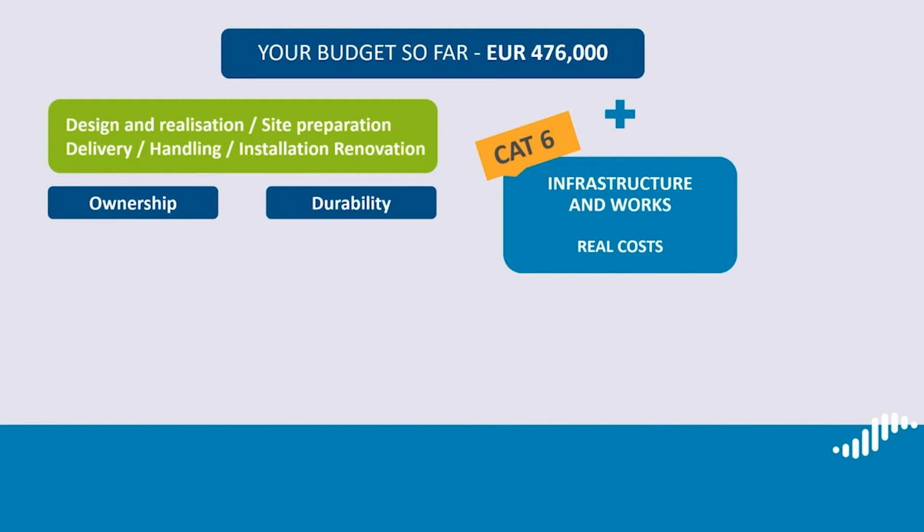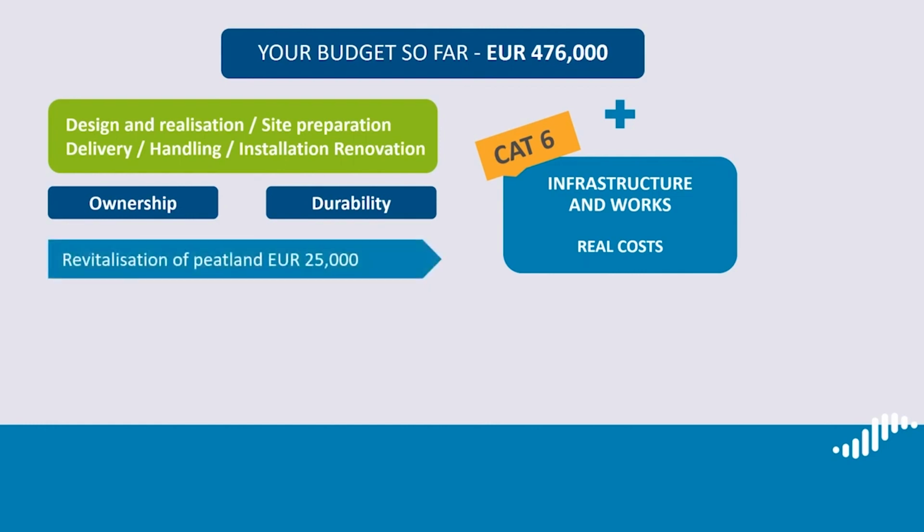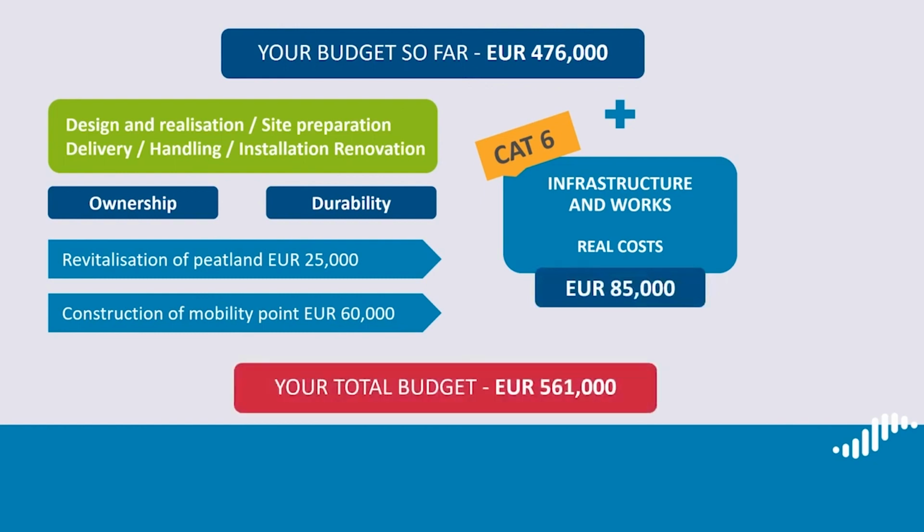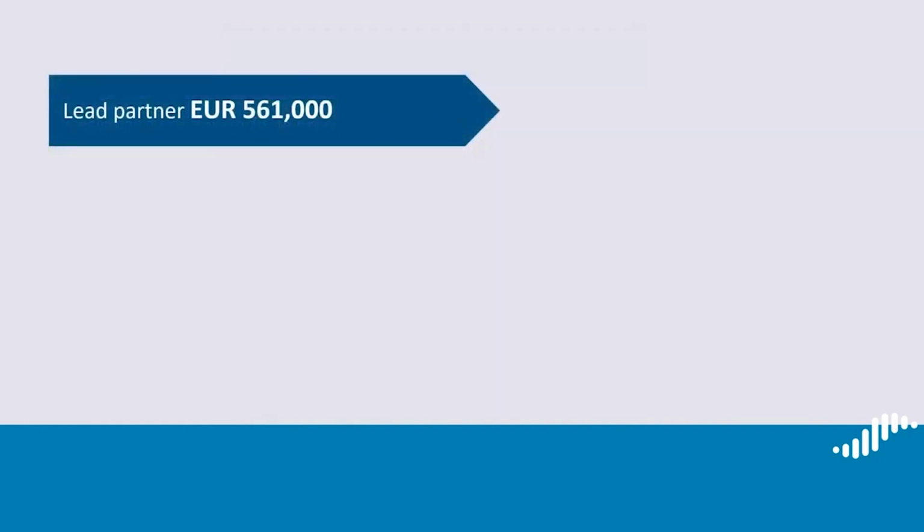Okay, let's continue with our examples. If you sum up the listed items, such as revitalization of peatland or construction of a mobility point, with the previous cost categories, you will end up with 560,000 euros. By this, the calculation of the Finnish lead partner budget is finalized.